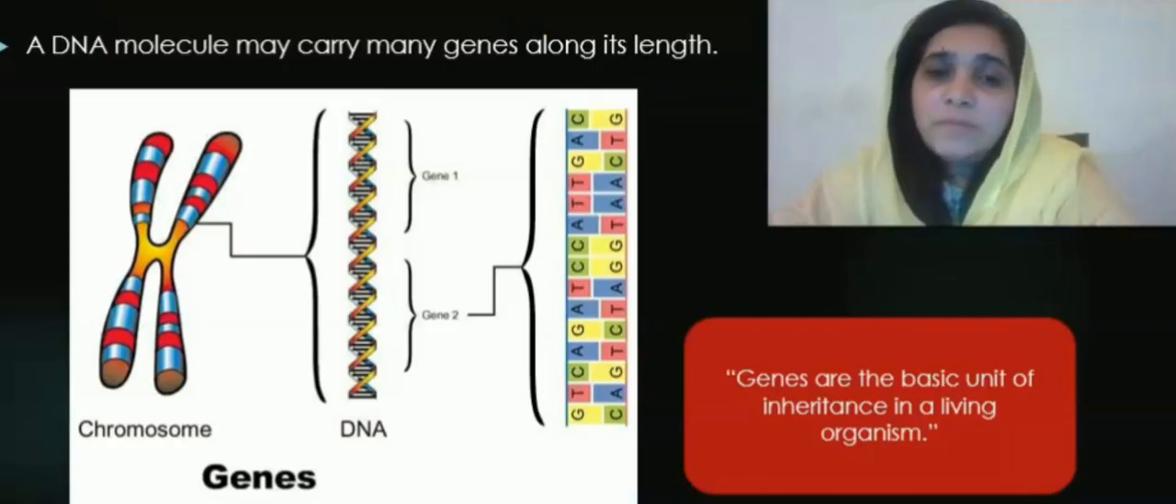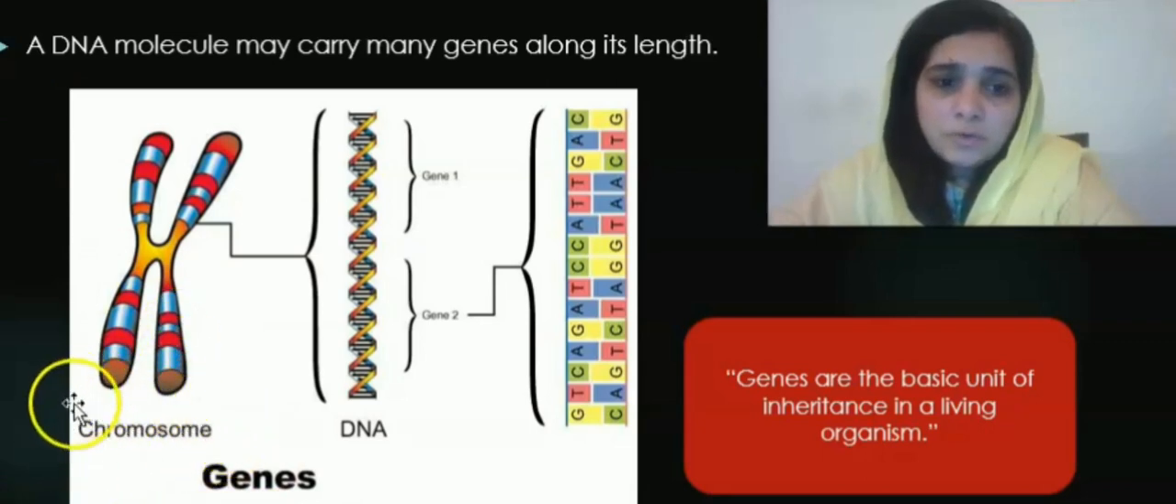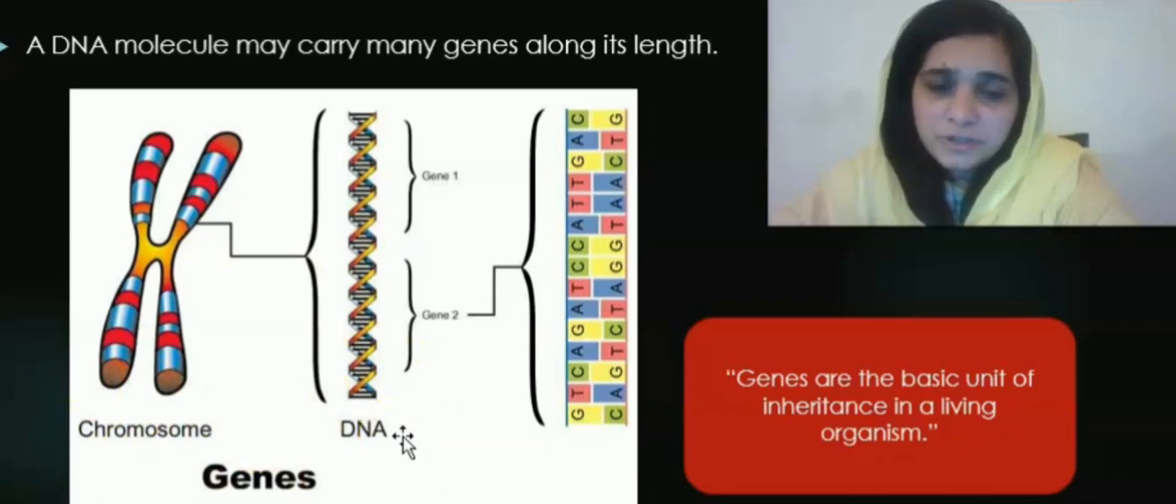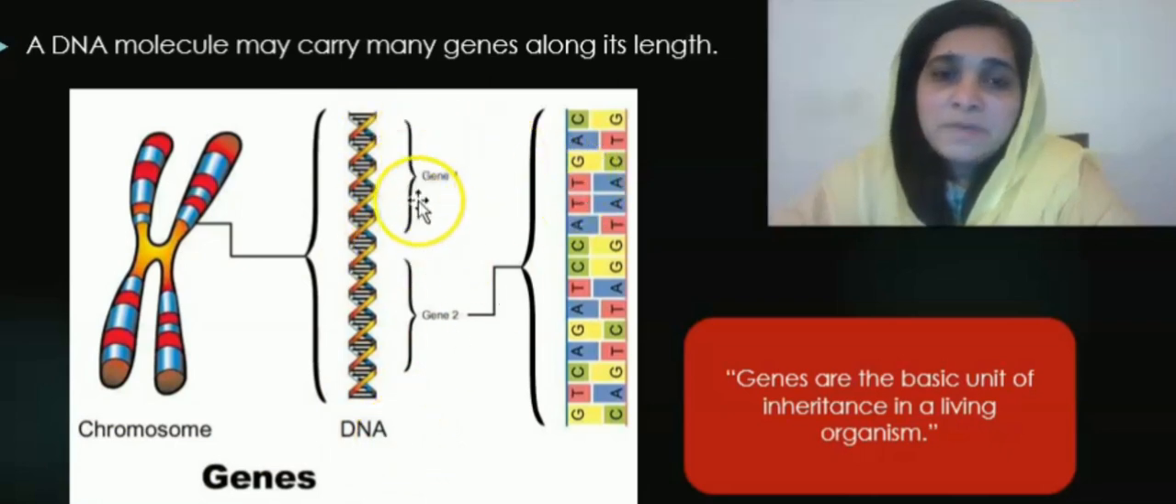A DNA molecule may carry many genes along its length. So here is a diagram that shows the structure of a chromosome. We know that a chromosome is made up of DNA, and DNA is a double helical structure. DNA is basically made up of polynucleotides. So multiple genes can be present on the structure of the DNA.